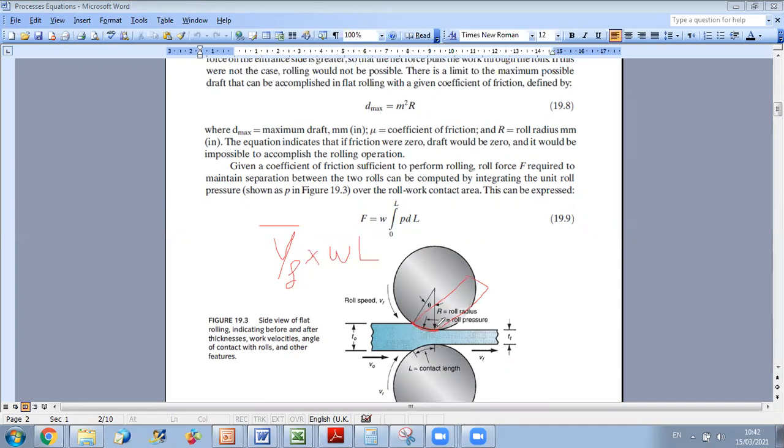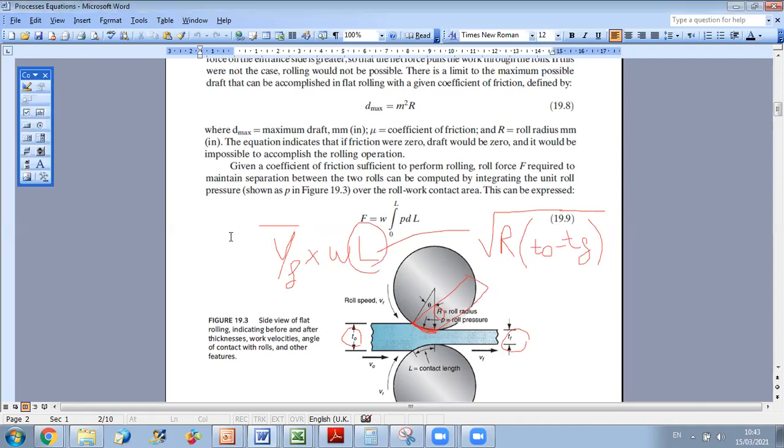Okay, and the contact length L can be approximated as a function of the radius and the thickness variation by the following formula. Since the angle is very small, we can calculate this length as the square root of R times (T0 minus T final). In this way, knowing the radius and the initial and final thickness, you can calculate the value of L, and multiplying by W and the average stress, you can get the average force.